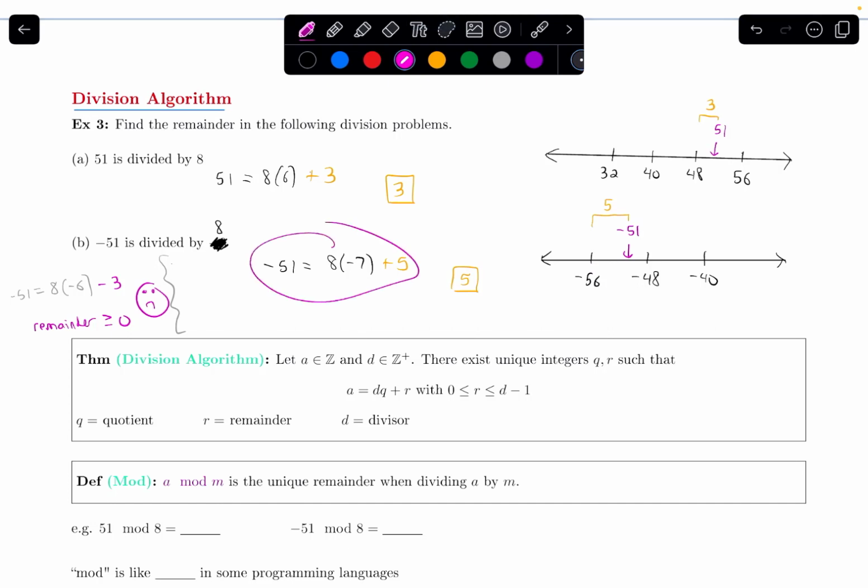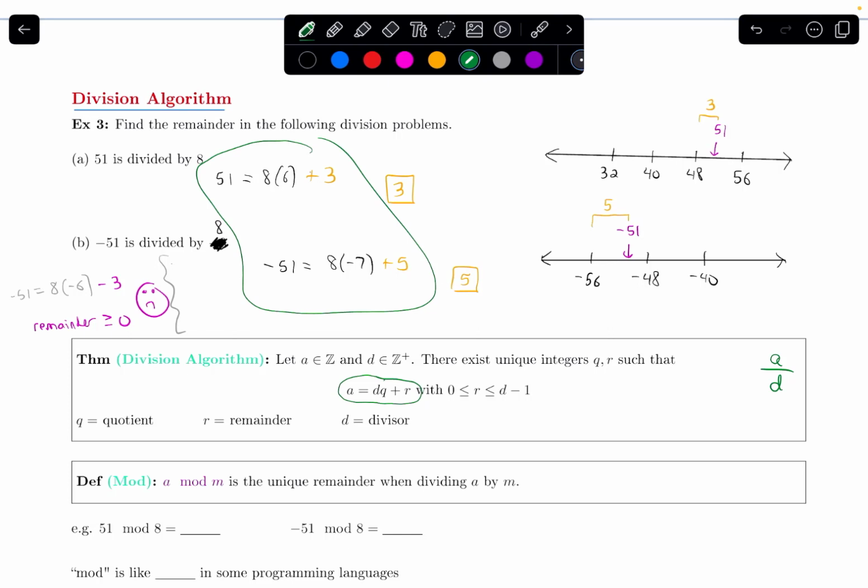All right, we are ready to state the key theorem of this video, which is called the division algorithm. It says that if A is an integer and D is a positive integer, and I'm thinking about what happens if I divide A by D, then there exist unique integers Q and R such that A is equal to D times Q plus R. That's the type of thing we were getting in our equations in these examples.